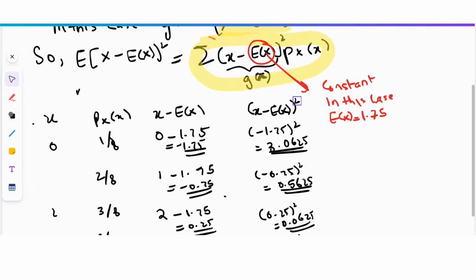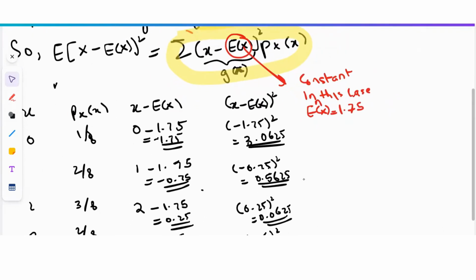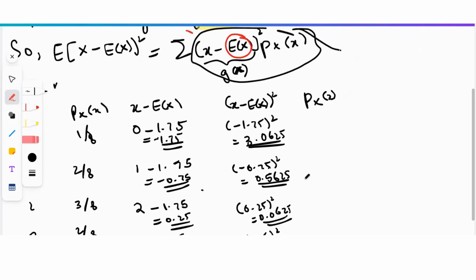Let's just erase this constant. We want this place, so let's just fix this. So now you know what x minus expected value of x squared is. We evaluated this function value for each value of x. Now we just need to multiply each with their respective probabilities. So we're basically evaluating this for each value of x, and then we add them up. That's what the solution is, right?